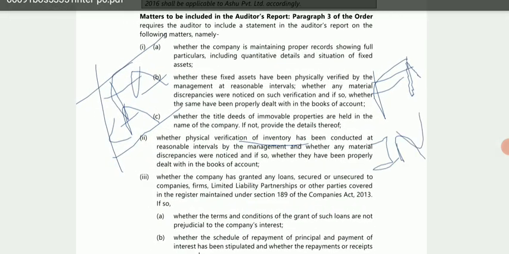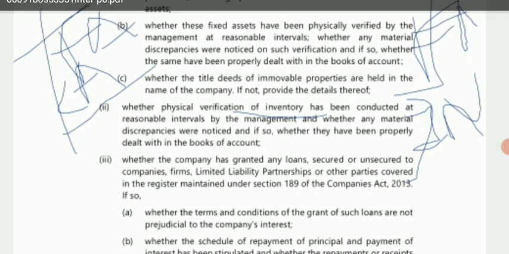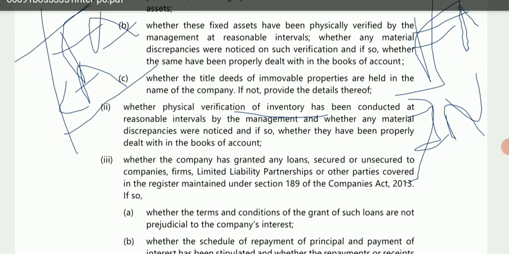In that way, all the points related to fixed assets have to be written here, then all the points related to inventory have to be written here. Also, this should be done in a sequential manner. It should not happen that you are disclosing fixed assets secondly and inventory first. The sequence has to be maintained properly, and that is why I am giving you these memory techniques.